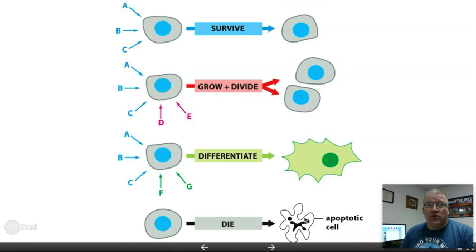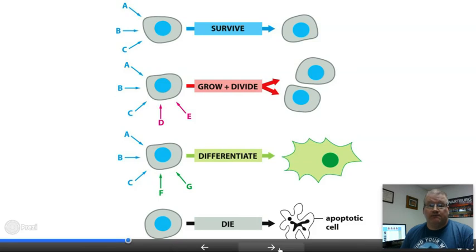Okay? Huge in the development of multicellular creatures. We'll dig into it more a little bit later. But all sorts of different responses can be elicited from the reception of a chemical message.